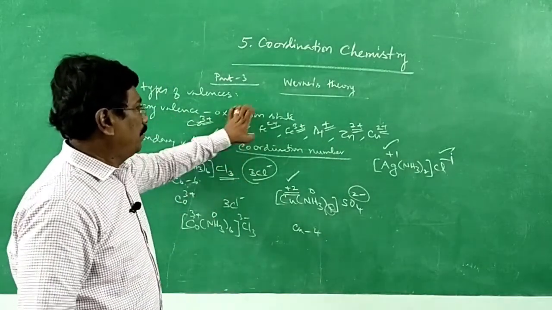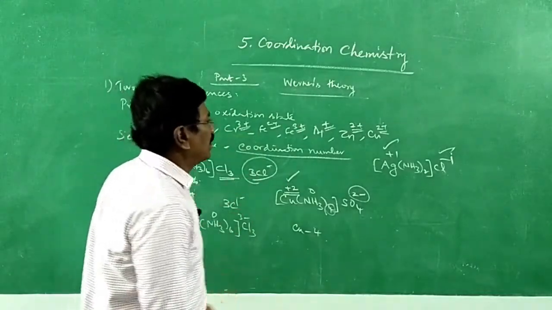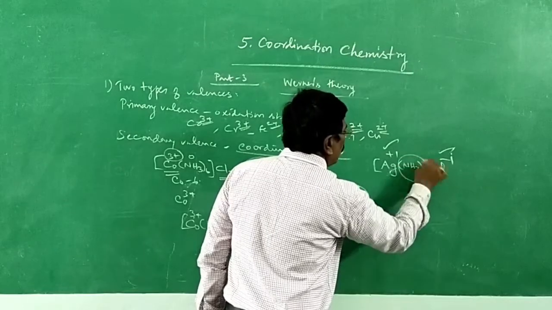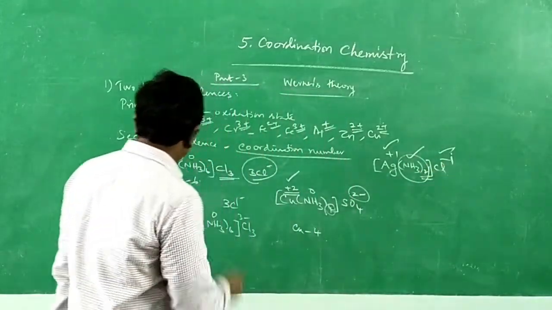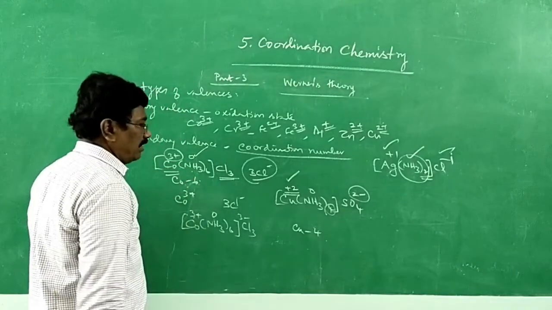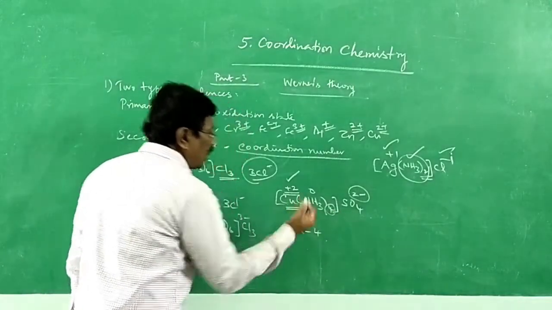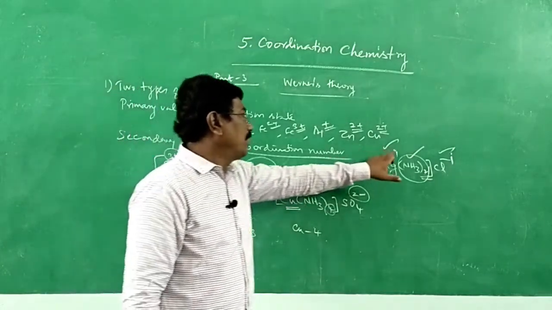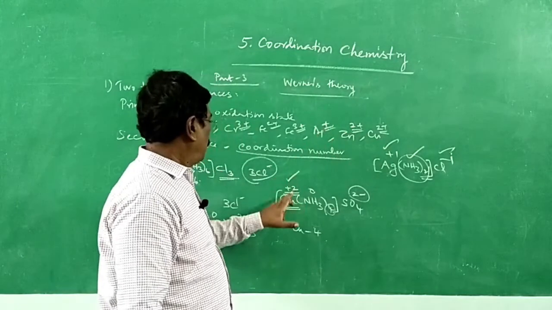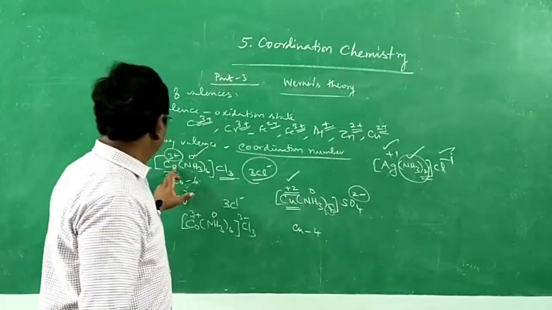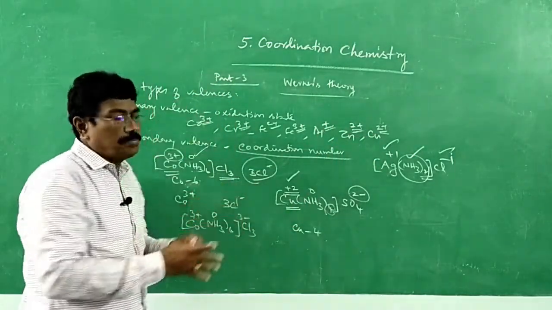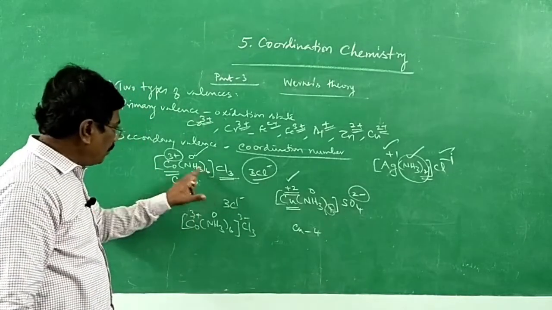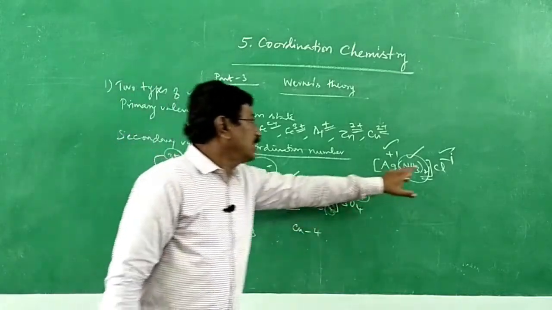Primary valency is the oxidation number. Secondary valency is the coordination number. What is the secondary valency here? 2. For silver, 2 ammonia, 2 is the secondary valency. 6 ammonia, 6 is the secondary valency for cobalt. 4 ammonia, 4 is the secondary valency for copper. The primary valencies are +1, Cu2+, and cobalt 3+. So primary valence corresponds to oxidation state, and secondary valence corresponds to coordination number. Here coordination number 6, here 4, here 2.